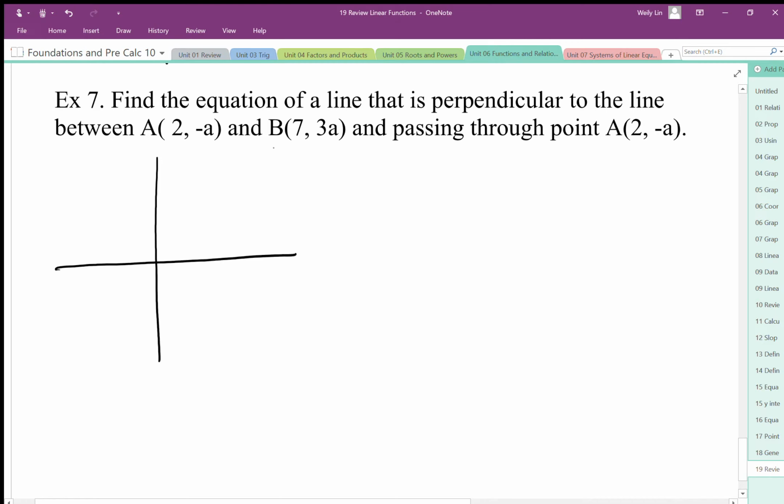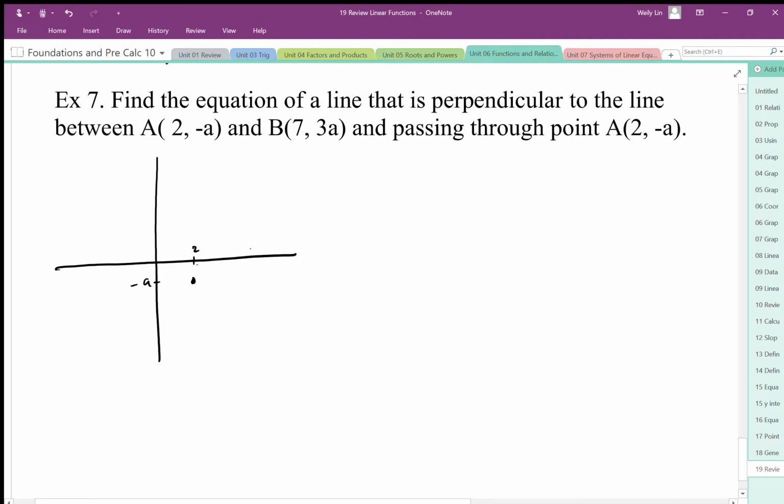Well, we can still graph this because we know that we're 2 along the x, and although it's negative a along the x, we know proportionally that's going to be relative to 3a over here. So 2 over, we're going to go a down, so we're just going to say that that's negative a, and that's 2.